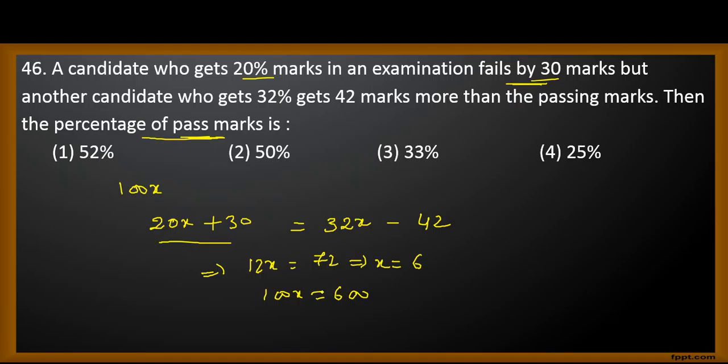Now what is the pass mark? One has to get 20x plus 30. So 20x is how much? 100x is equal to 600, so 20x is equal to 120. Plus 30, which is equal to 150. So the pass mark is equivalent to 150. It is what percentage of 600? Simply 25%. That is nothing but 150 by 600 into 100, which equals 25%.